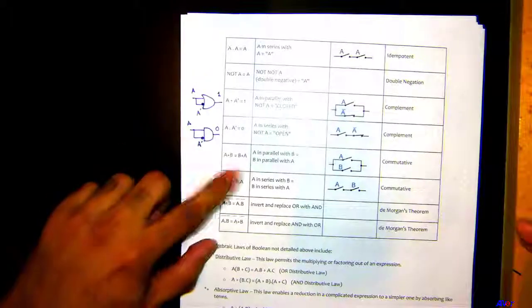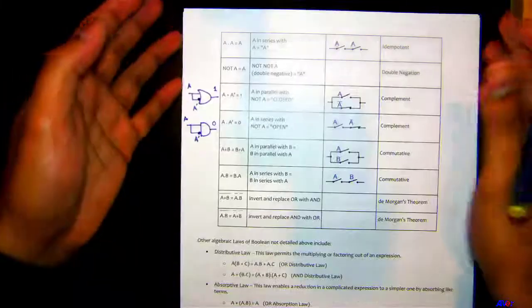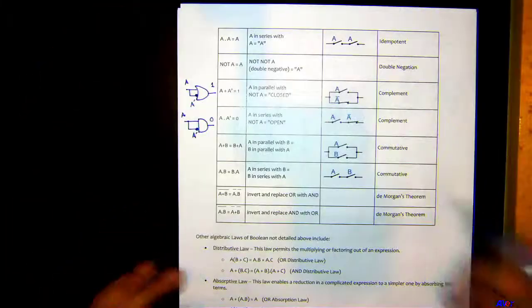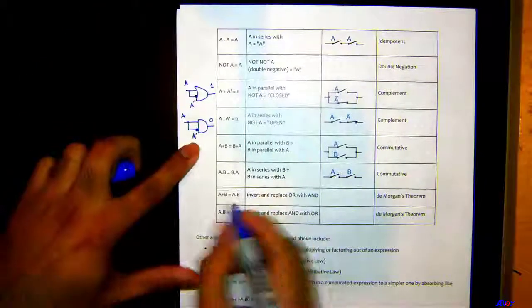Similarly, A plus B equals B plus A. This is a commutative property, and here is DeMorgan's theorem, which is going to be a very, very important one.